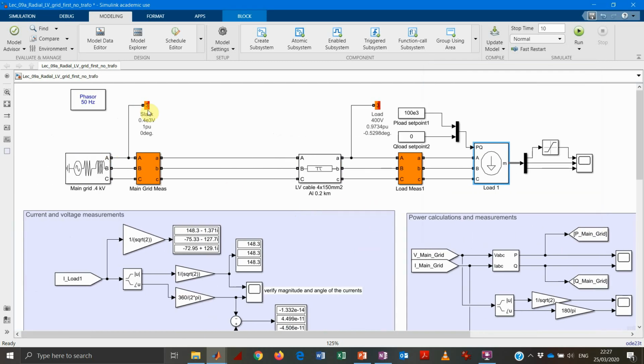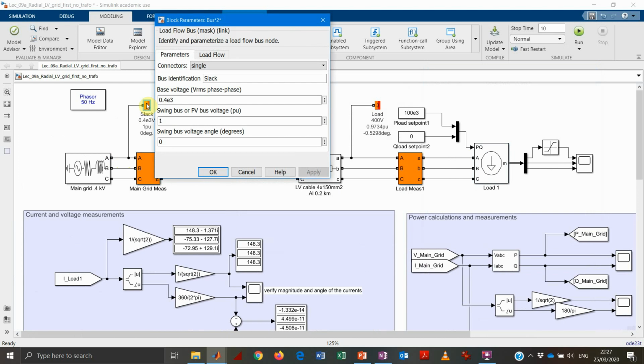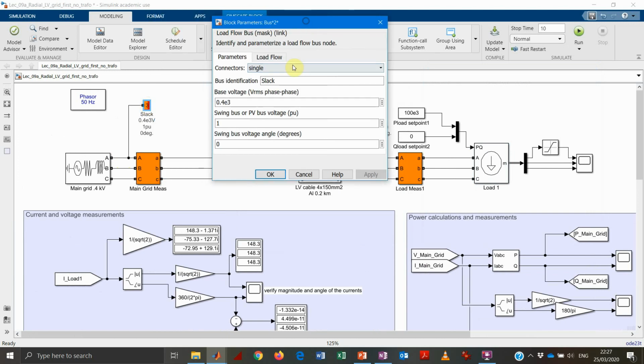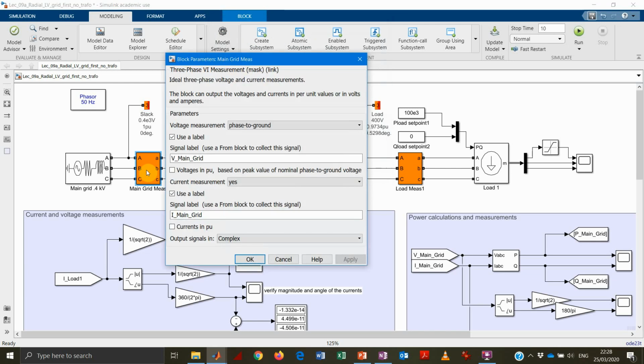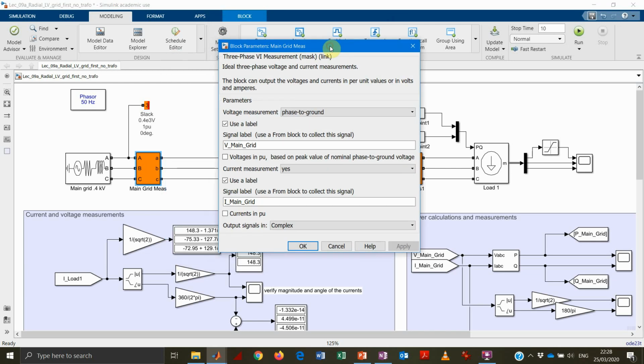The measurement point, as we discussed, we have basically two measurement points. The first one is a measurement point that only applies for the load flow, so it's just a visualization of the load flow result. And the second one instead is a measurement that gives us the possibility to take voltages and current to be used during the dynamic simulation.